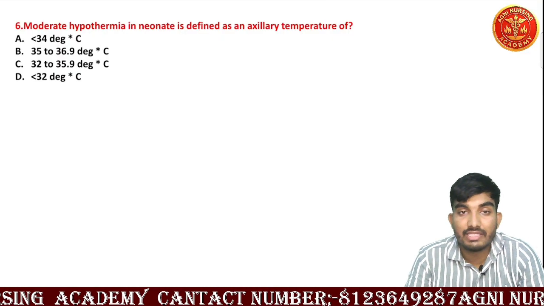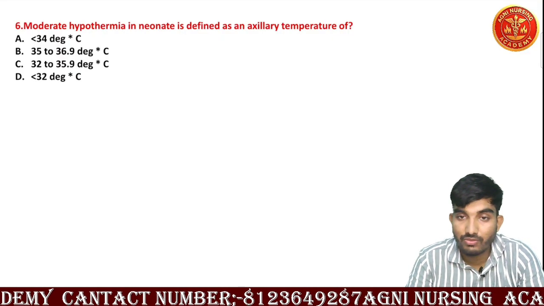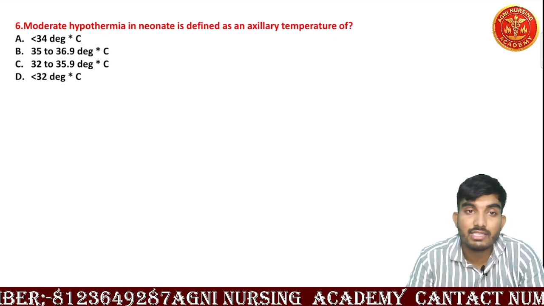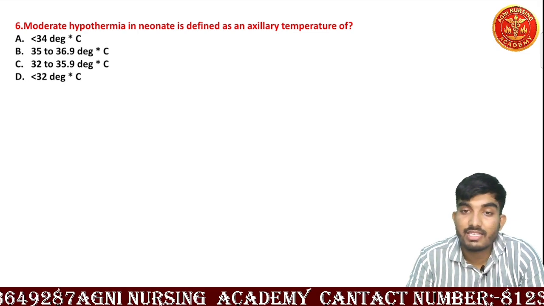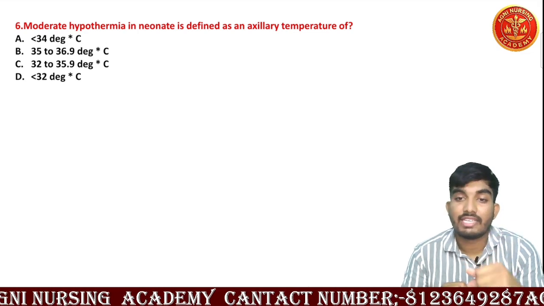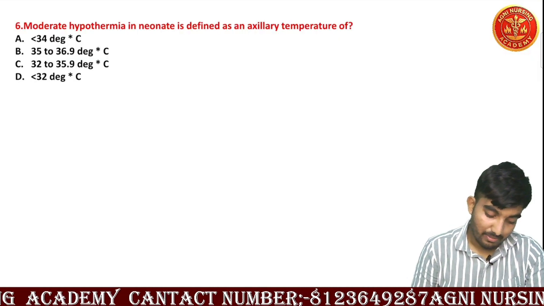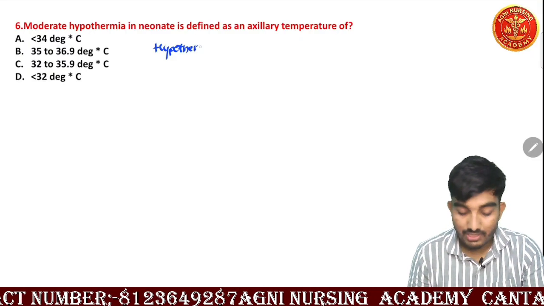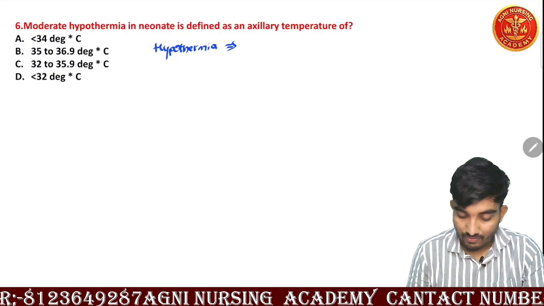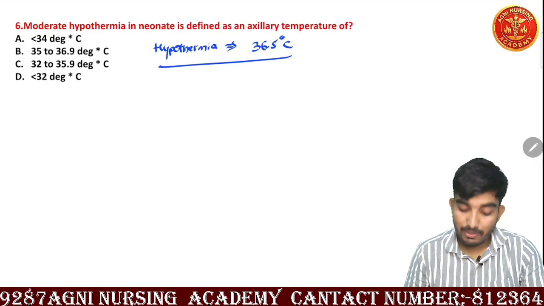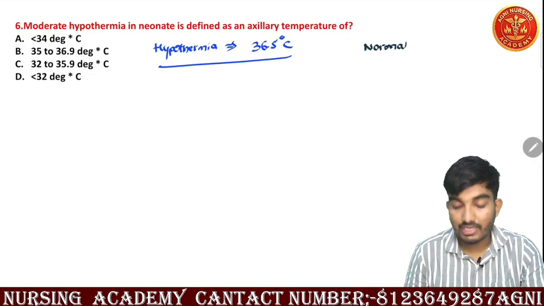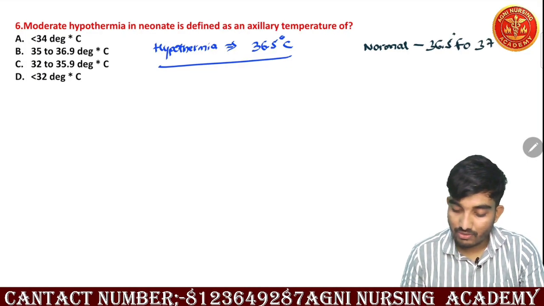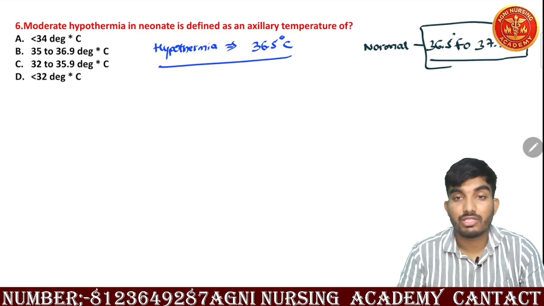Moderate hypothermia in a neonate is defined as an axillary temperature of: option A less than 34 degrees Celsius, option B 35 to 36.9 degrees Celsius, option C 32 to 35.9 degrees Celsius, and option D less than 32 degrees Celsius. We'll see what is meant by hypothermia. Hypothermia means the body temperature is less than 36.5 degrees Celsius. Normal temperature is 36.5 to 37.5 degrees Celsius.